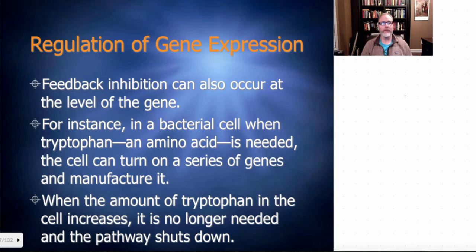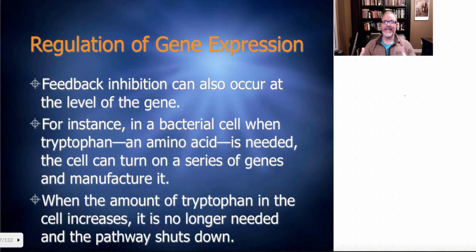Okay, another way that we can regulate metabolic pathways is to use this idea of feedback inhibition at the level of the gene. We can control the gene expression. And one of the commonly used examples involves bacterial cells with tryptophan. Tryptophan, again, is an amino acid, and this is needed by the cells.